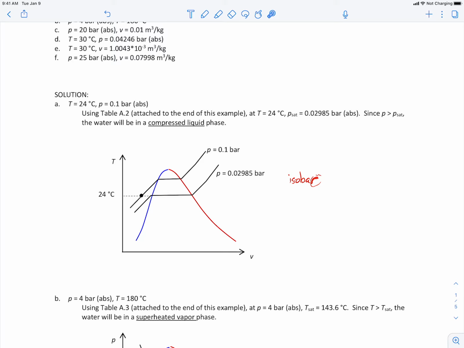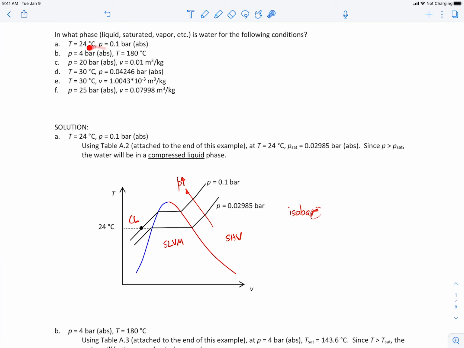Now I'll draw in the isobar for 0.1 bar, and of course the pressure increases going that direction. So here's my isobar for 0.1 bar. Then if I see where 24 degrees C crosses the 0.1 bar isobar, you see it hits right there, and that puts us in the compressed liquid phase. Remember, this is the saturated liquid vapor mixture here, and this is superheated vapor over there. So we quickly see that we're in a compressed liquid phase for this particular case. All right, let's move on to the next one.